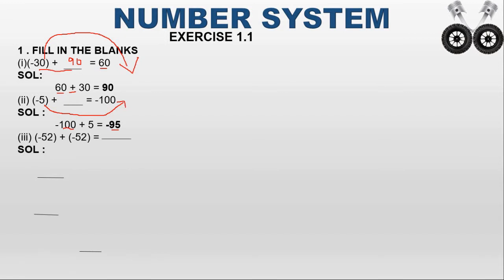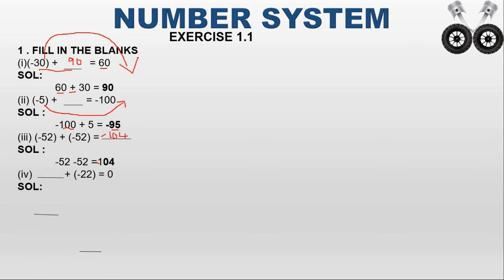What is the third question? Minus 52 plus minus 52. Both are in the LHS, and both have the same sign. What do we have to do? We have to add the values and put the same sign, that is a negative sign. So 52 plus 52 equal to 104. The sign here is a negative sign. So the answer is minus 104.